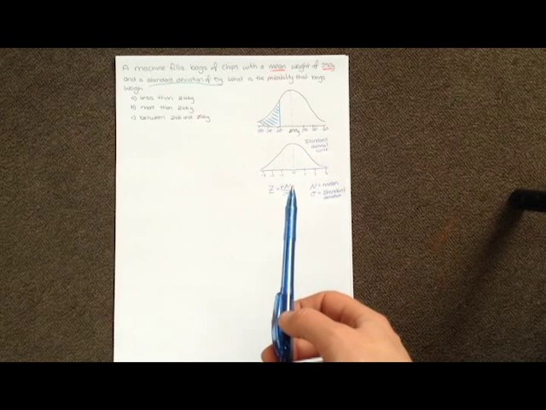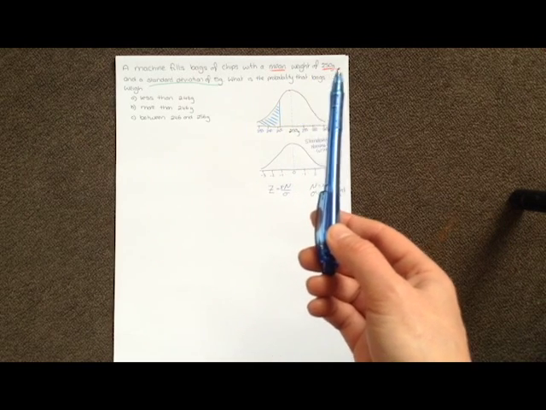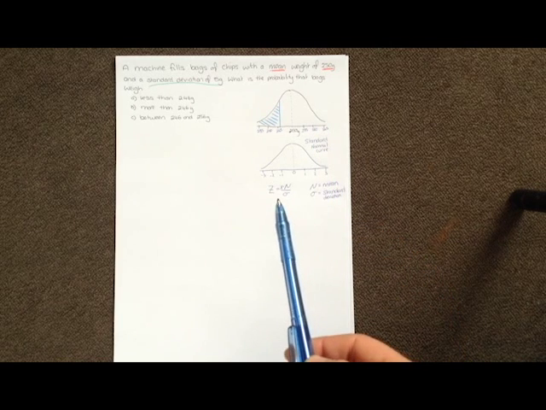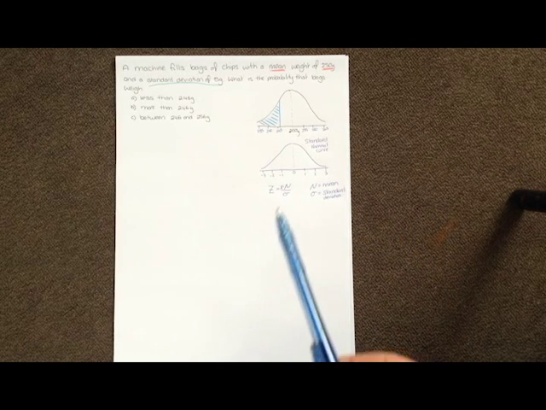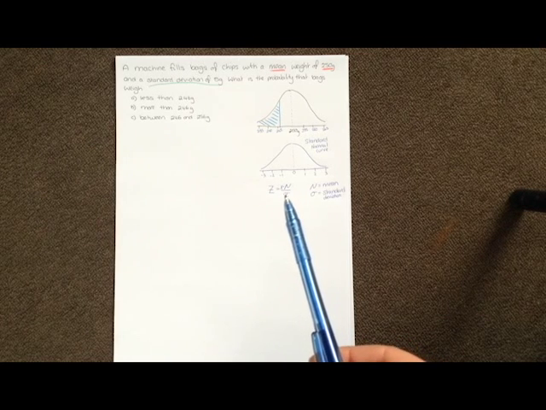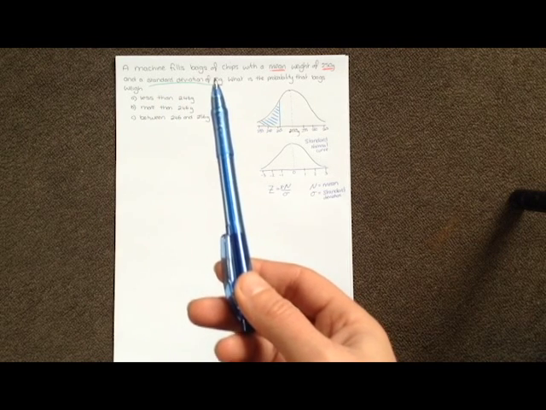This little symbol here is a mu, and it stands for the mean. So in this question up here, that would be 250. And that little symbol is a little baby sigma. It's not a capital sigma. And that is the symbol for standard deviation. So in this case, the standard deviation is 5.